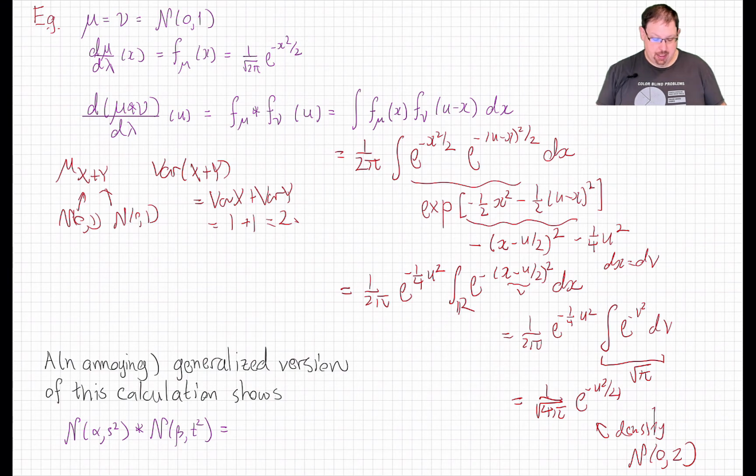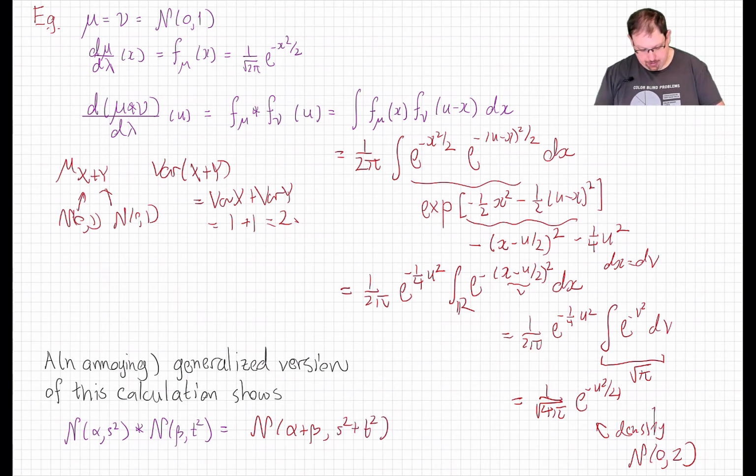And in fact, it's much more general with the Gaussians. An annoying generalization of this calculation that you should do once and only once in your life shows that if I have any two normals of any means and any variances, then their convolution is a normal random variable. And once you know that, you know what the parameters must be. The mean of the sum must be the sum of the means, and because they're independent, the variance of the sum must be the sum of the variances.